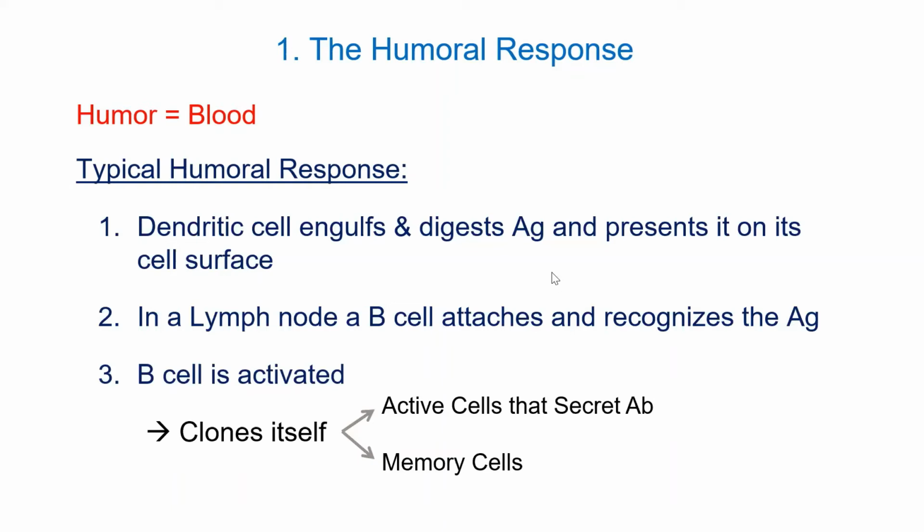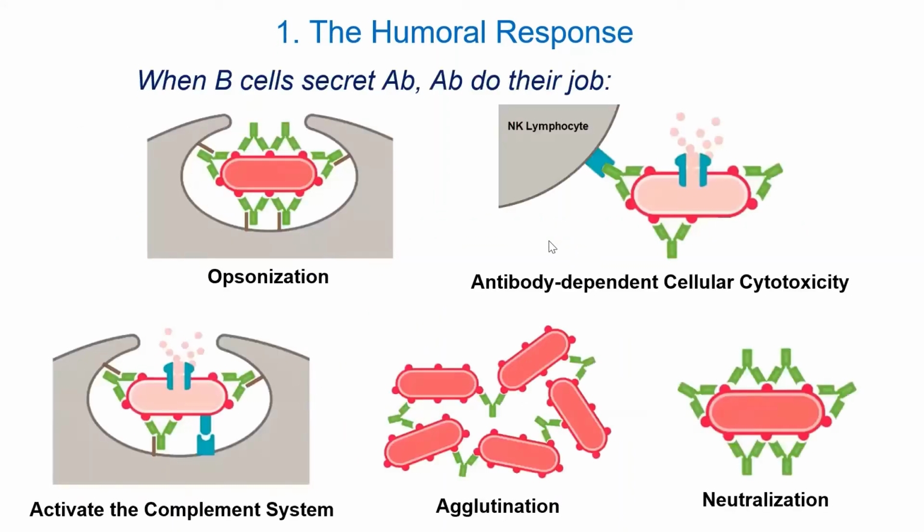So memory cells are long-lived cells that are going to be sitting around and waiting for another exposure someday in the future. So we'll talk about that memory and immunity in a little bit here. So what happens when antibodies are secreted? The antibodies do their job, which is all of these things that we talked about. So opsonization, cellular toxicity, agglutination, neutralization. And all of those things ultimately lead to either phagocytosis, or they lead to cytotoxic killing, right? So they're destroying the pathogen. So that's good, that's what we want.